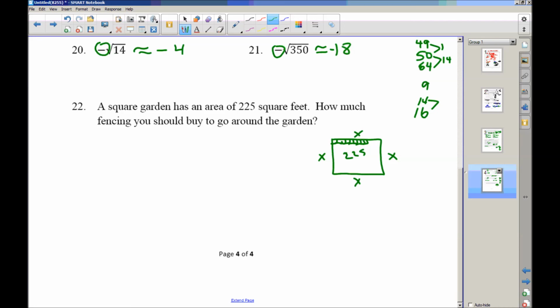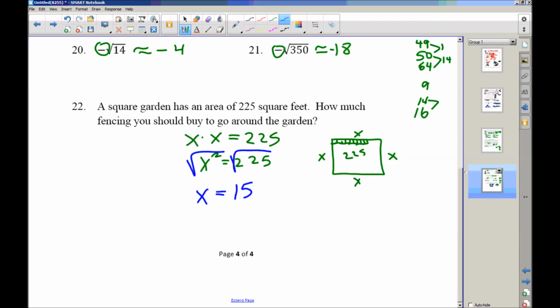So the area formula for a square is a number times itself makes 225. That means x squared is 225. So what is the square root? That's how we would solve this. Okay, so we would do square root to both sides. And this is going to be 15. It's one of our perfect squares. Now really it's 15 or negative 15, but we only worry about the principal square root right now.